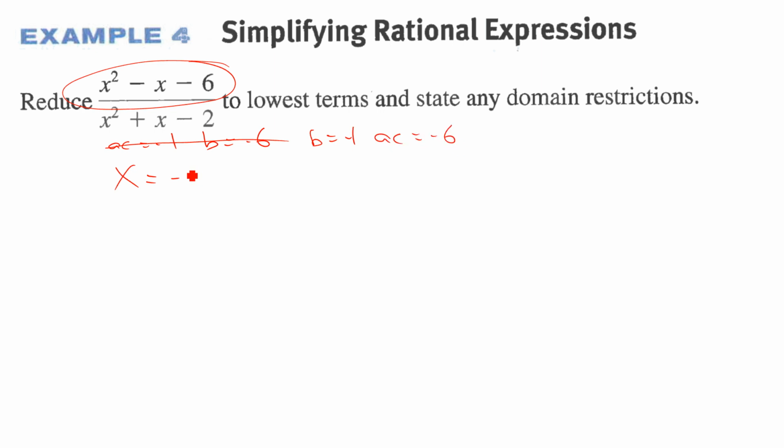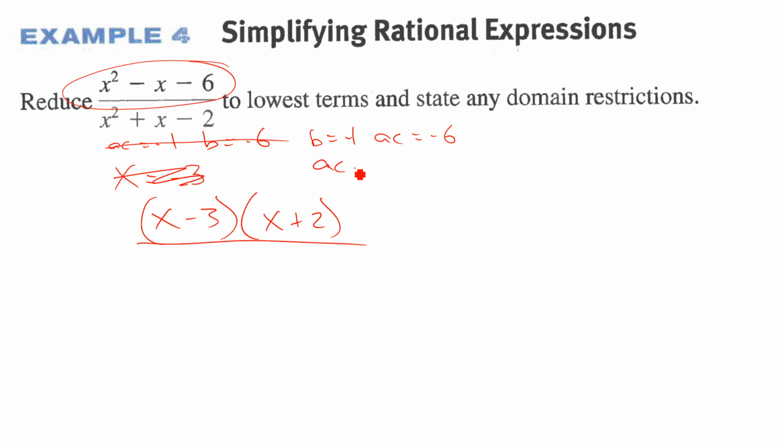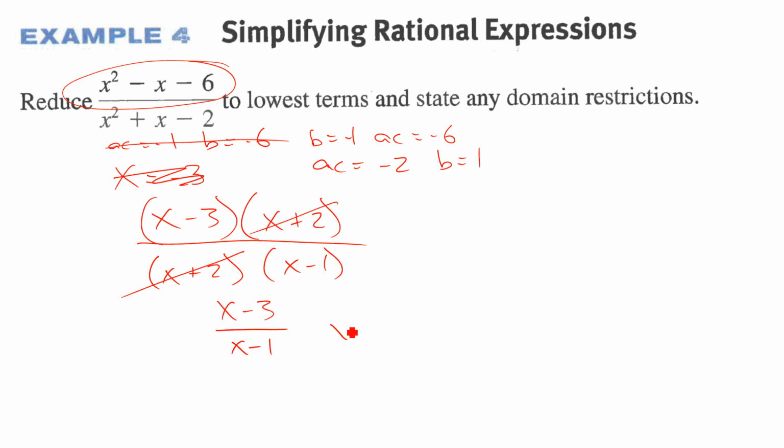Those are -3 and +2. And your denominator, what multiplies to -2 and adds to 1, and we will say x plus 2, x minus 1. Those cancel, so your final answer is x minus 3 over x minus 1. X cannot equal -2 or +1.